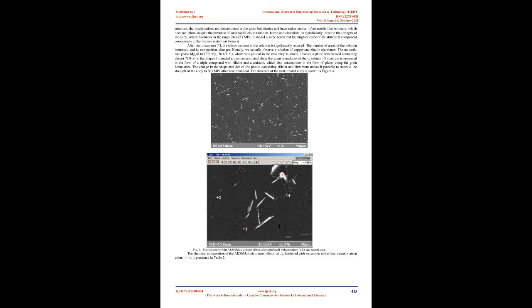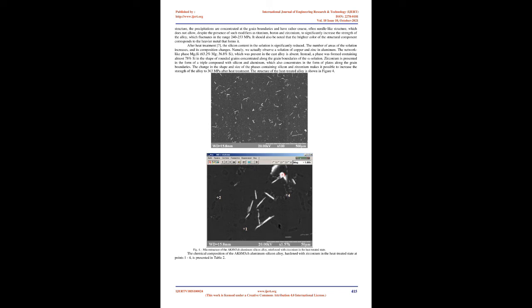Due to the addition of titanium, boron, and zirconium, the structure is fine-grained. However, the presence of needle-like components and phases that contain iron in their composition contributes to a decrease in the strength of the alloy in the cast state. The chemical composition of the structural components of the AK8M3CH alloy is shown in Table 1.